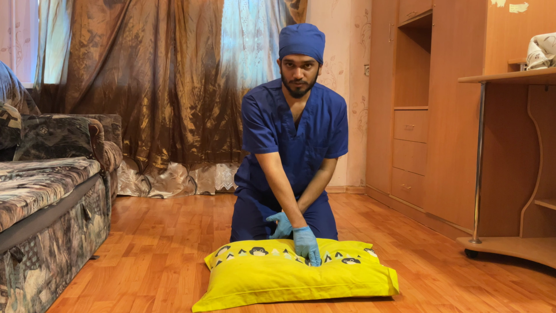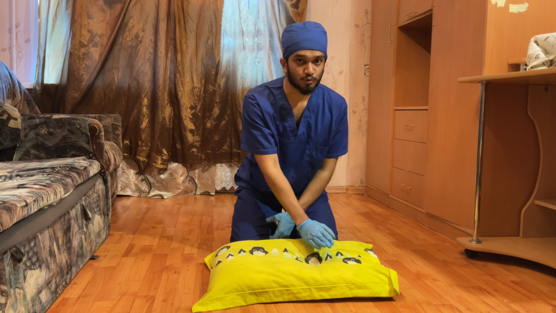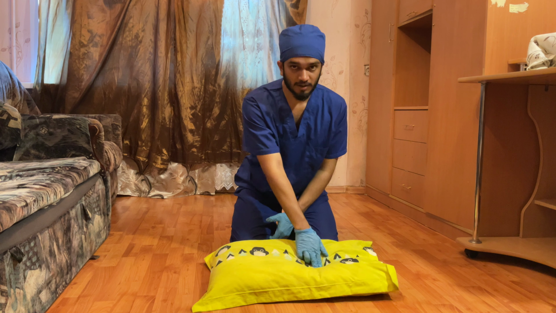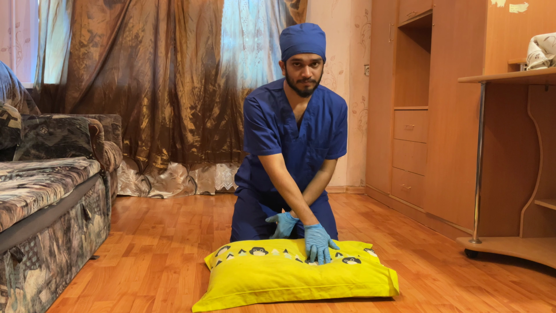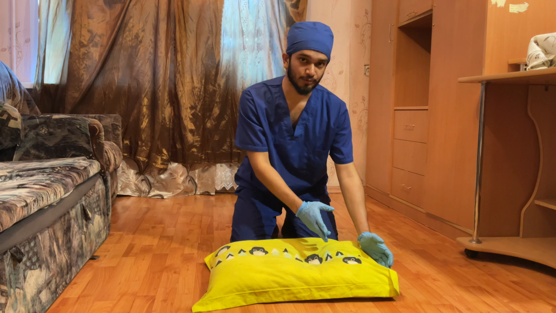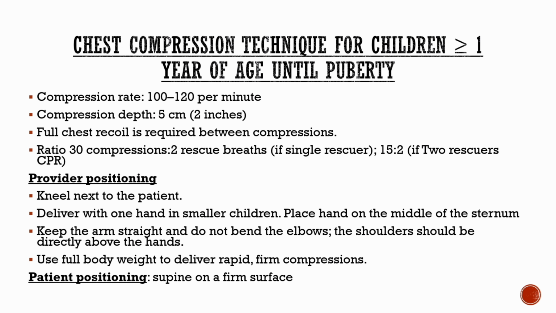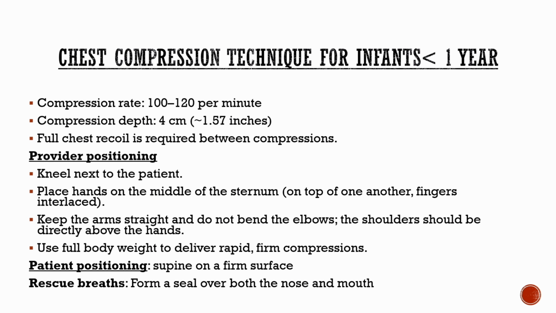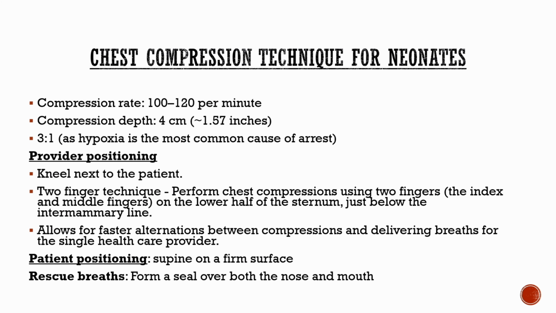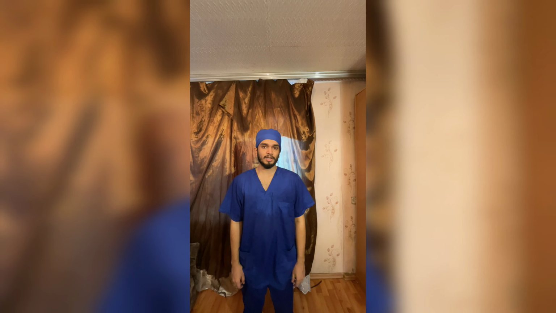The rescue breath ratio is the same, 30:2: 30 compressions, and after that, 2 rescue breaths using the head tilt and chin lift maneuver. We should continue this procedure until cardiopulmonary activity returns or emergency medical services arrive.